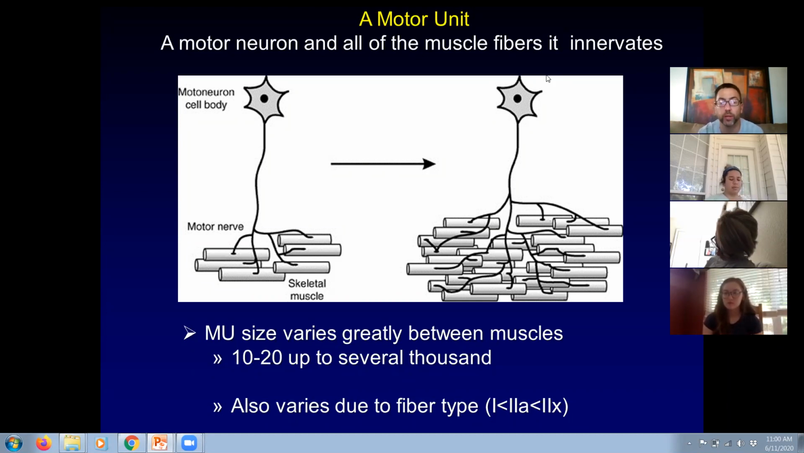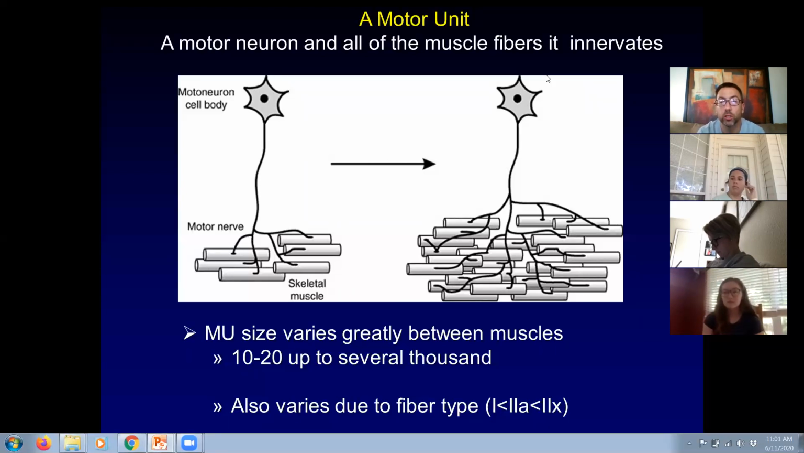One other thing to remember that I think is really important: all of the muscle fibers in each motor unit have the same fiber type. If you remember from yesterday, there are slow twitch type 1 muscle fibers, fast twitch type 2A fibers, and fast twitch type 2X fibers. So in a certain motor unit, every fiber is going to be type 1, or every fiber is going to be type 2A or type 2X.